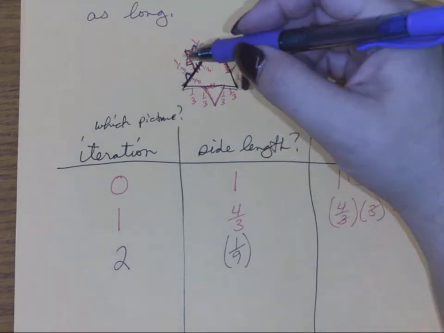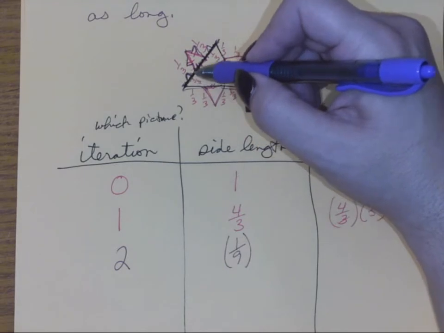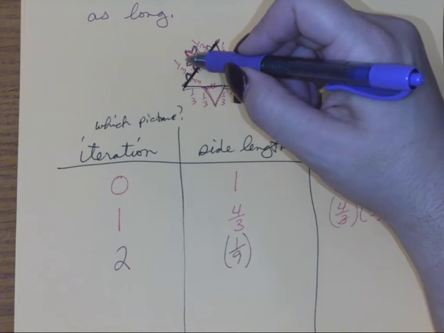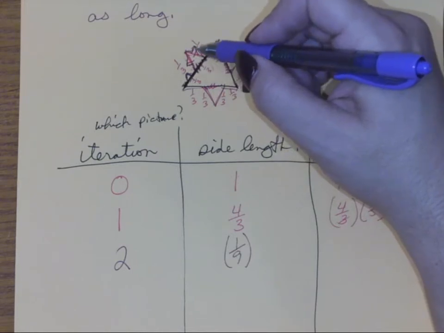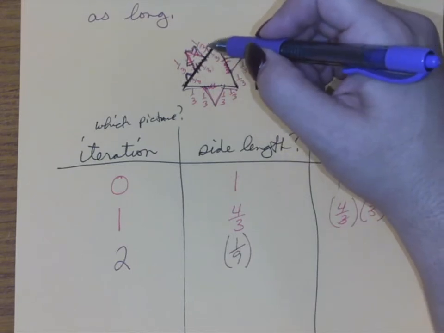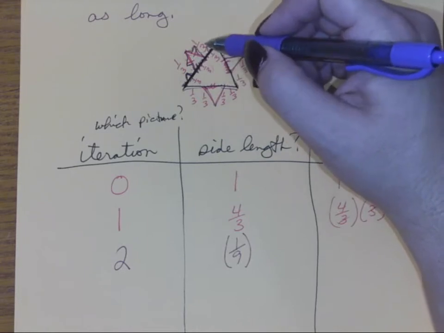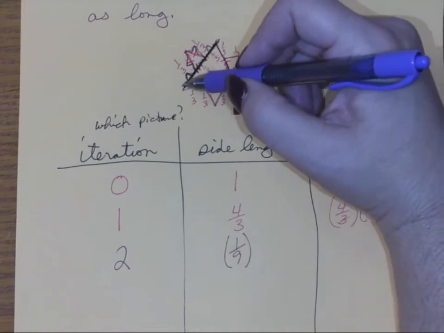How much is there? 1, 2, 3, 4, right? 1, 2, 3, 4, 1, 2, 3, 4, 1, 2, 3, 4. So there's 4 of them on each of those.